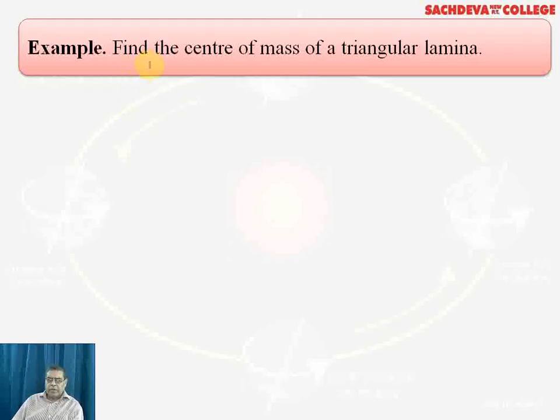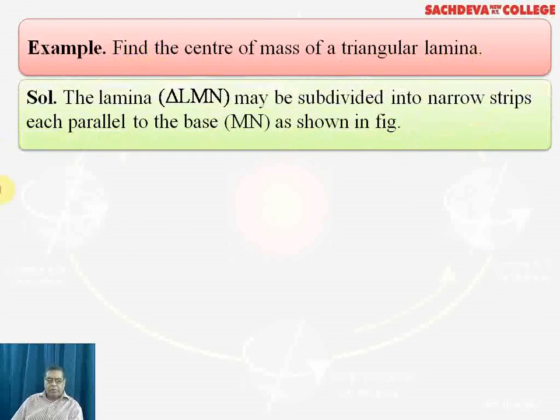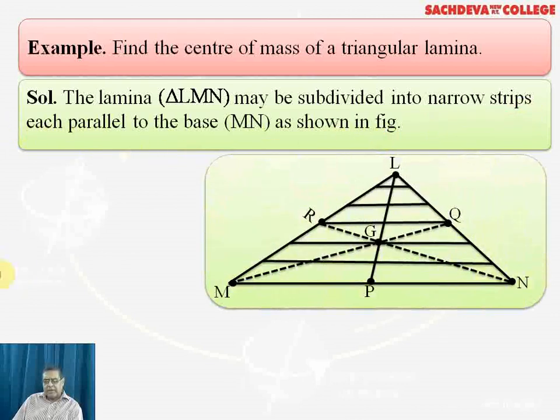Now, we will come to another example. Find the center of mass of a triangular lamina. The lamina LMN may be subdivided into narrow strips, each parallel to base MN as shown in the figure. So here the base is MN and the strips are parallel to MN. So it is 1, 2, 3, 4, 5, 6. It means the total number of strips including MN will be 6.